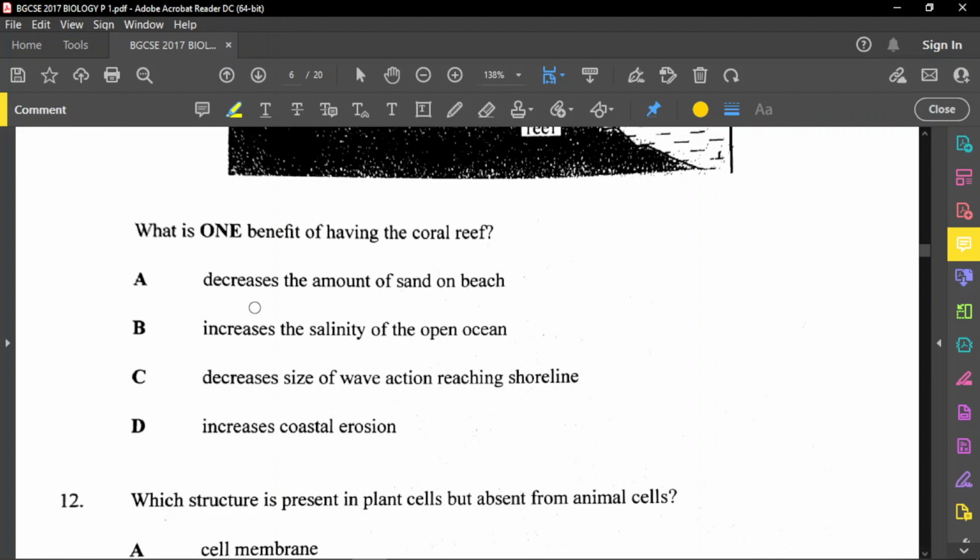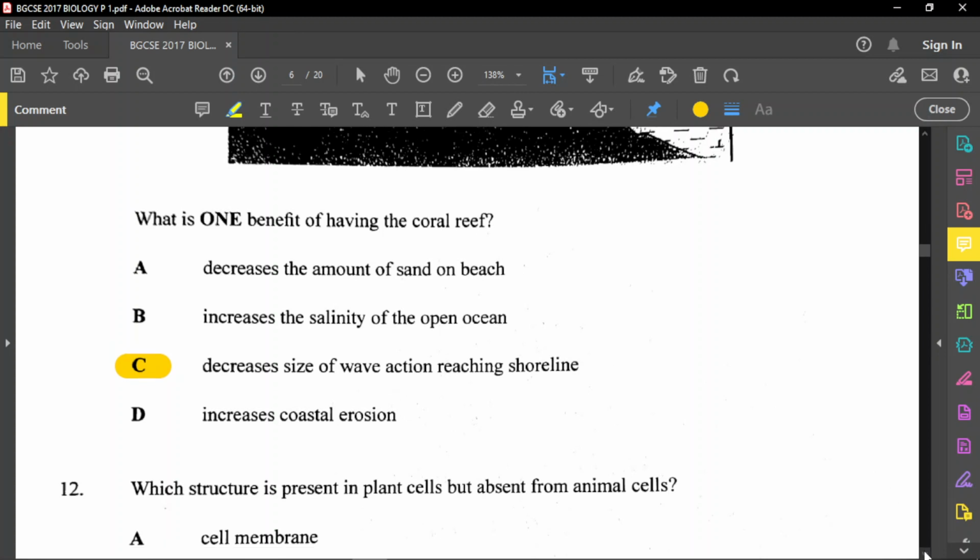B is increase the salinity of the ocean. That is not true. C is decrease the size of the waves, the wave action reaching the shoreline, and definitely that is correct. D is increase coastal erosion, which is not true, and erosion is simply the washing away of soil. So C is definitely the best answer right there.